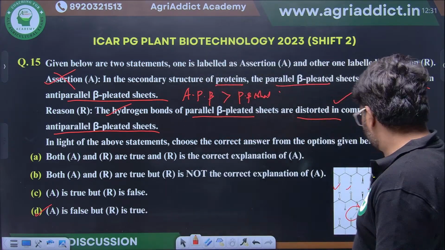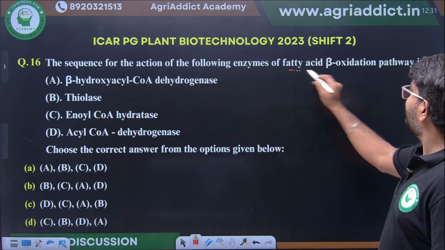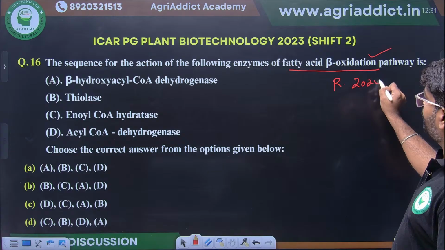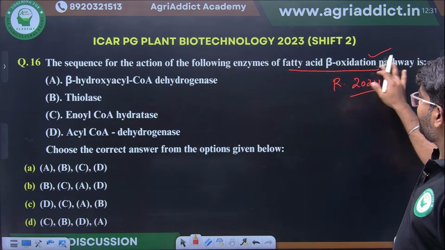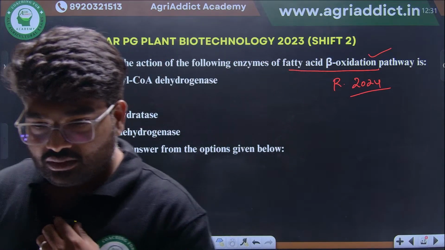Next, the sequence of action of enzymes of the fatty acid beta oxidation pathway. This is a repeated question they asked in 2024 also. The sequence of actions of enzymes for fatty acid beta oxidation. Solve one, let me know.